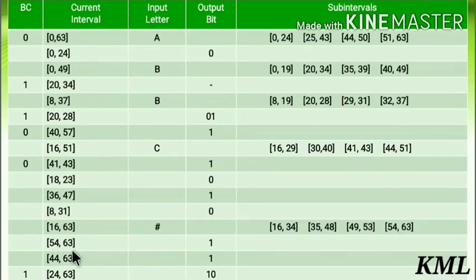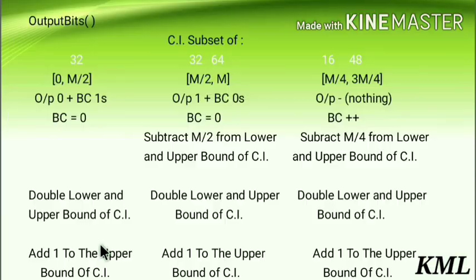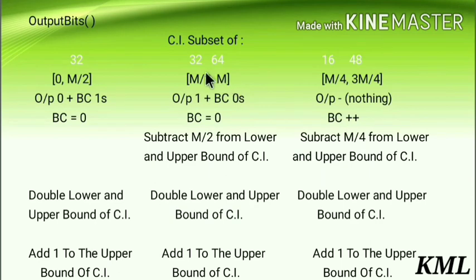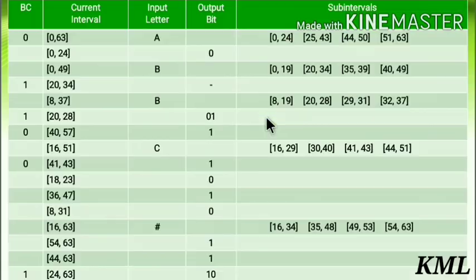Okay, so 54,63, if you see, 54,63 falls in this one. Okay, so what you do, output a 1 plus bit count zeros. So you have to output a 1 plus bit count zeros. What is your bit count? Still 0, so you don't have to output any zeros. Okay, so just 1. So next, what you do?